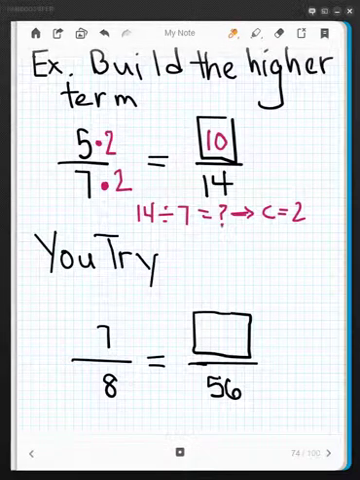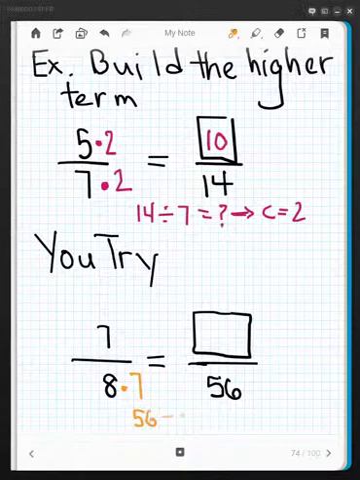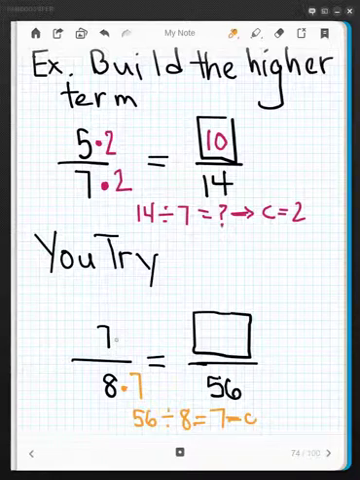Okay, so I ask myself, 8 times what is equal to 56? Well, 8 times 7 is equal to 56. Remember, that's the same thing as saying 56 divided by 8 equals what? And that is 7. And that, of course, is what my c is. So I'm multiplying the denominator by 7, so I must also multiply my numerator by 7, because I can't change my fraction. So my new numerator is 7 times 7, which is 49. My equivalent fraction to 7/8 is 49/56. And that's how we build a higher term.